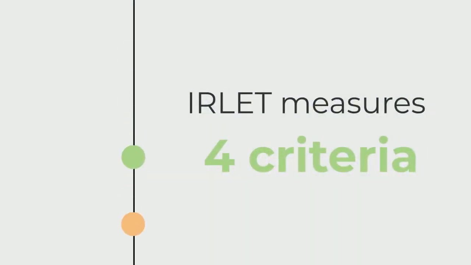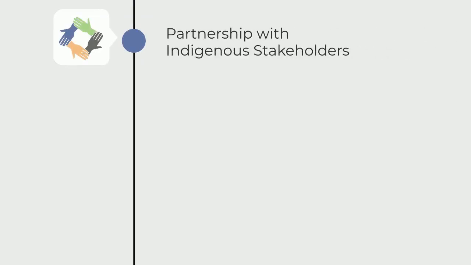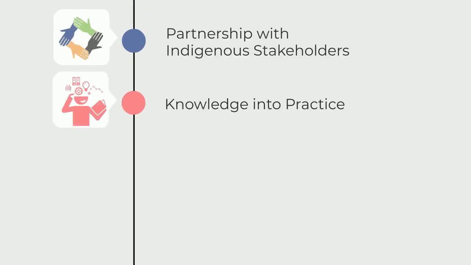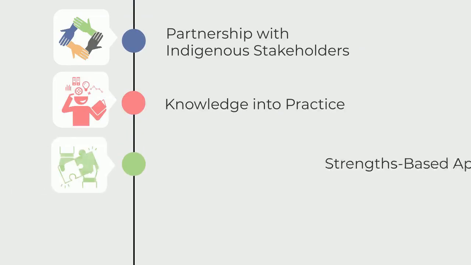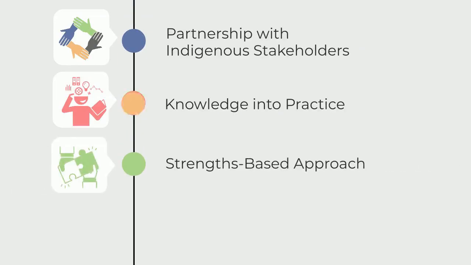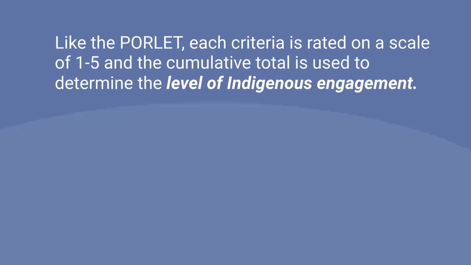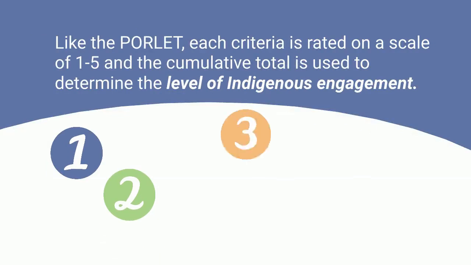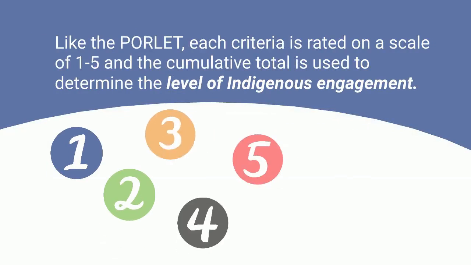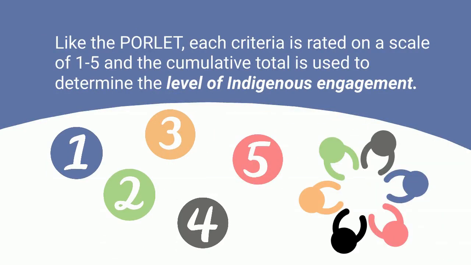IRLET measures 4 criteria: partnership with Indigenous stakeholders, knowledge into practice, strengths-based approach, and Indigenous knowledges and ways of knowing. Like the PORLET, each criteria is rated on a scale of 1 to 5, and the cumulative total is used to determine the level of Indigenous engagement.